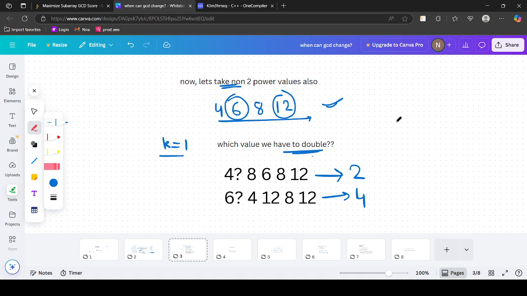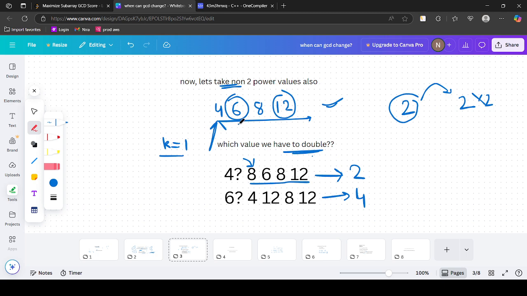So the least GCD will be at least 2 there in the array, or if k is greater than or equal to the frequency, then 2 times the least will be the answer. But now there are non-2 power values also. So even now we will try to double the least one. If we try to double the 4, it will be 8. The new array will be 8 6 8 1.